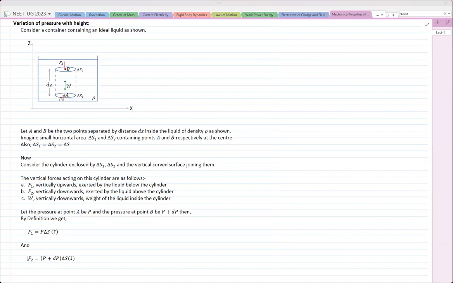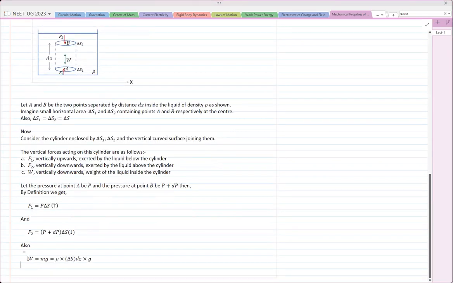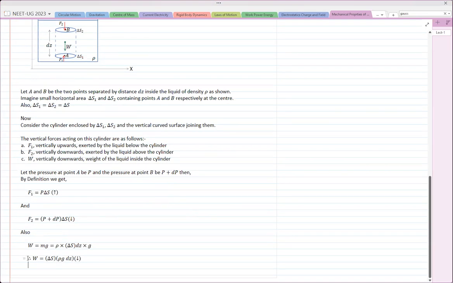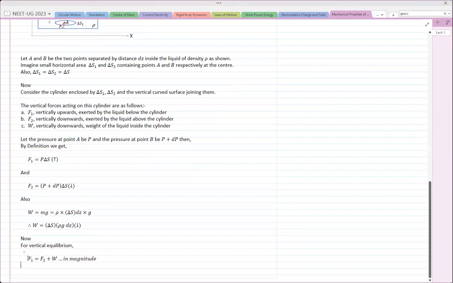और weight का तो वो simple logic होता है. Weight is mass into gravitational acceleration. So that is density into volume. Volume is area of cross section into height of the cylinder multiplied by G. So W is equal to, these things are very simple then. W is equal to delta S rho G dz, और ये downwards है. If we substitute it in the equation for equilibrium, so for vertical equilibrium, liquid कहीं नहीं जा रहा है, so for vertical equilibrium F1, which is acting upwards, is equal to F2 plus W. Then substitute all these three values.